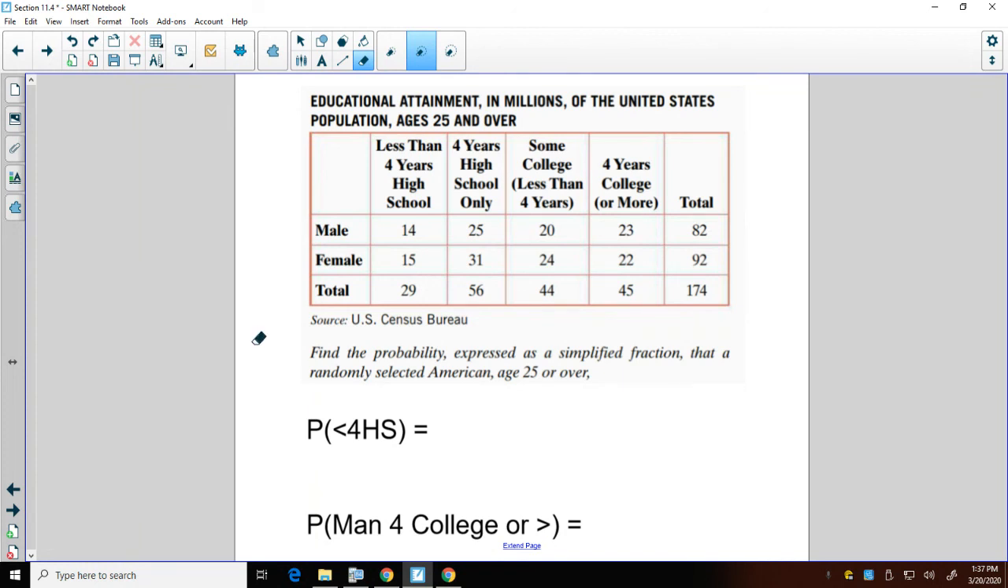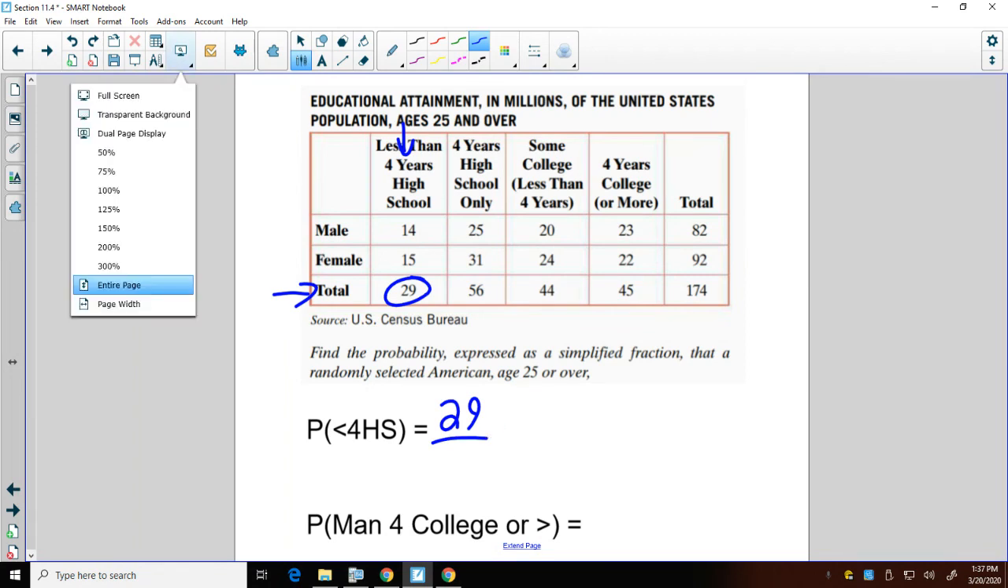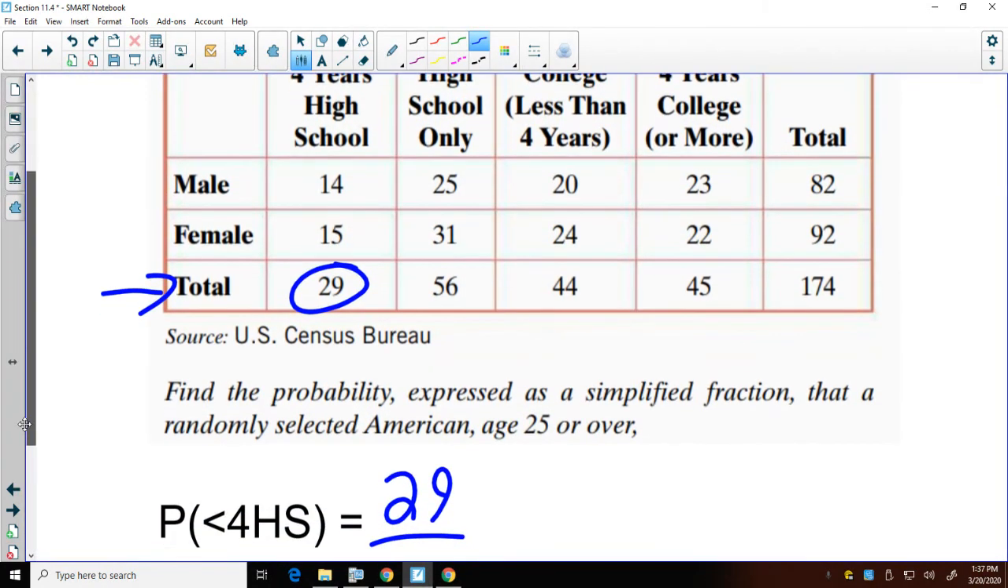Okay, so right here, I want the probability of having less than 4 years of high school. Less than 4 years. Well, how many people is that? Well, here's the less than 4 years. There's the total, so it is 29. And again, we already know what both of these probabilities are going to be out of, because if we look up here, here is the total number of people we talked to.